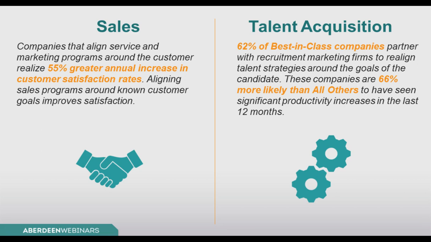When we look at building parallels between sales and talent acquisition, there are striking similarities already in place between the two corresponding elements in customer and employee engagement. Today, companies that align service and marketing programs around the customer realize 55% greater annual increases in customer satisfaction rates. It turns out, apparently, that giving customers what you advertise is a really good idea. On the talent side, 62% of best-in-class companies partner with recruitment marketing firms to realign talent strategies around the goal of the candidate. These companies are 66% more likely than all others to have realized a significant increase in productivity in the last 12 months. Now, this isn't to say that productivity is over the lifetime of the employee, as we'll see, but they are getting that initial boost in productivity from the initial expectations on the employees in that 1.6 years.